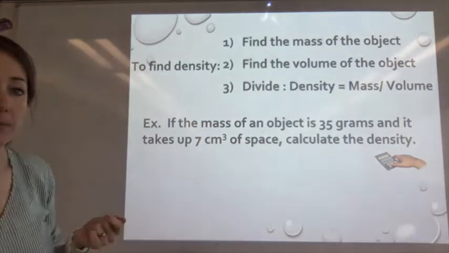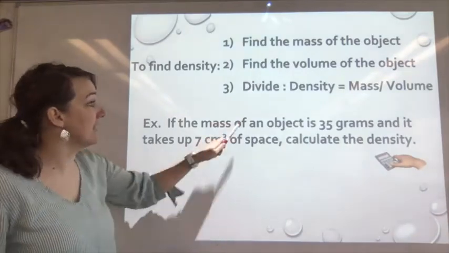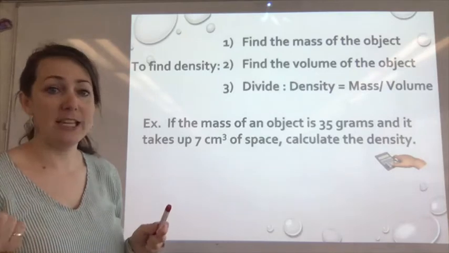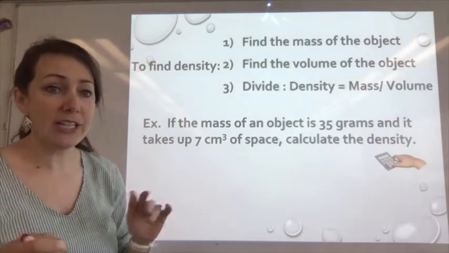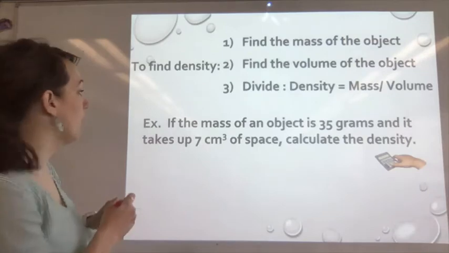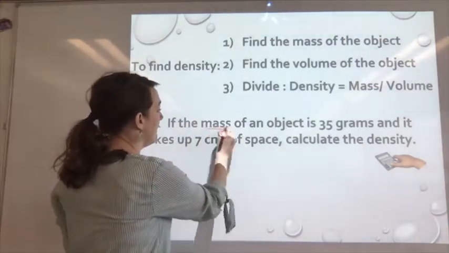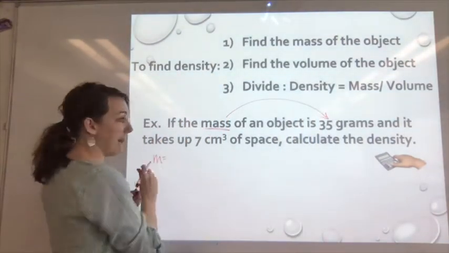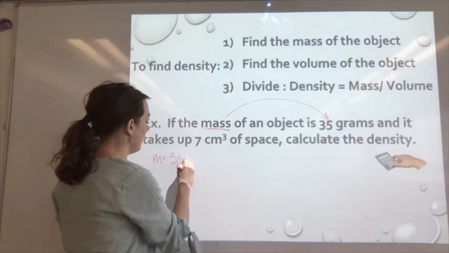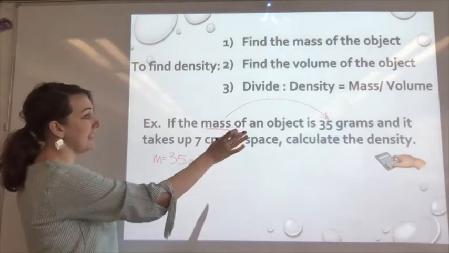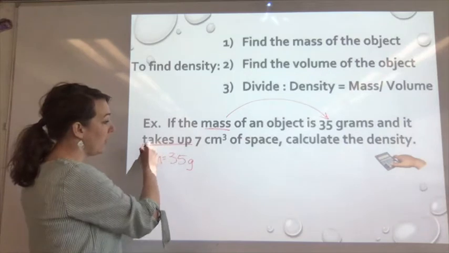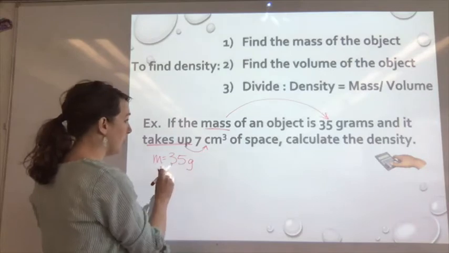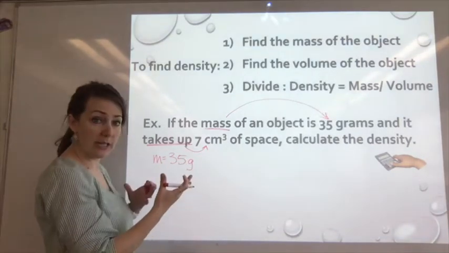So let's do a practice problem. If the mass of an object is 35 grams and it takes up 7 centimeters cubed of space, calculate the density. So I'm first going to identify the numbers that I have. It says if the mass of an object is 35 grams, so I know that my mass is going to be 35 grams. Then it says it takes up, and we know that volume is taking up space. If it takes up 7 centimeters cubed of space, so we're looking at the volume.